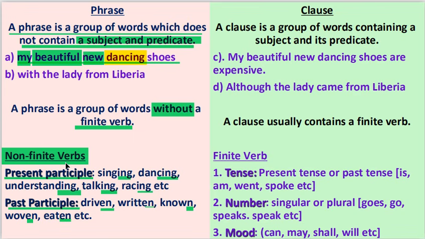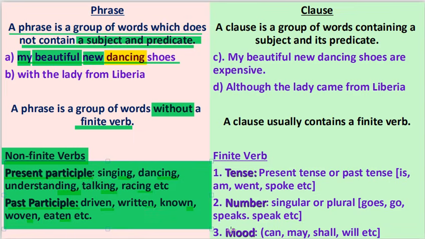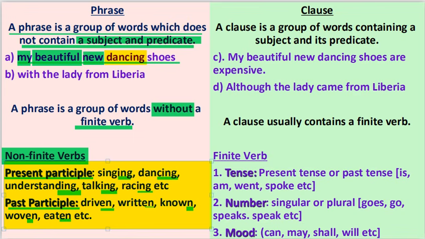If you take a look at all of these verbs we have listed, you will not know whether they are present tense or past tense. Also, you will not know whether they are singular or plural. We do not necessarily need to go to mood. If a verb does not show any of these two, that verb is a non-finite verb. Okay, we have learned non-finite verb as we have learned phrase. Let's go to clause. Under clause, we will also learn the finite verbs.